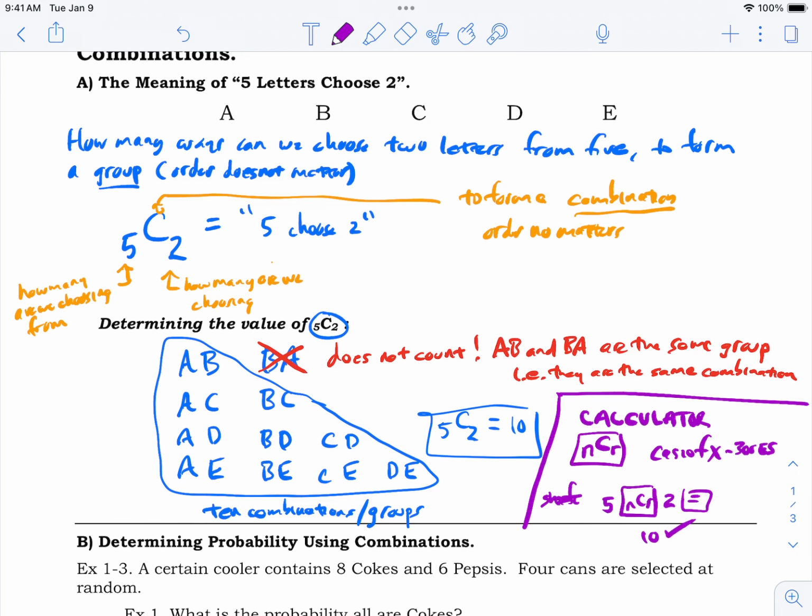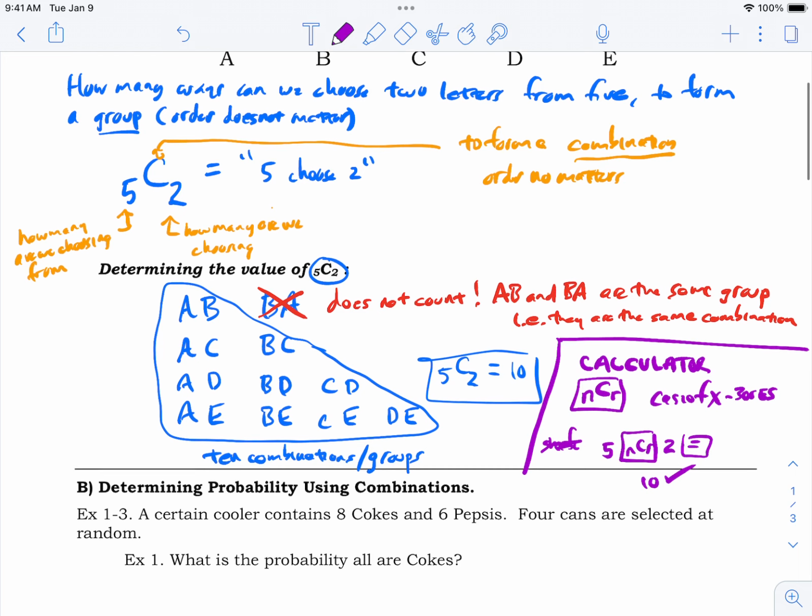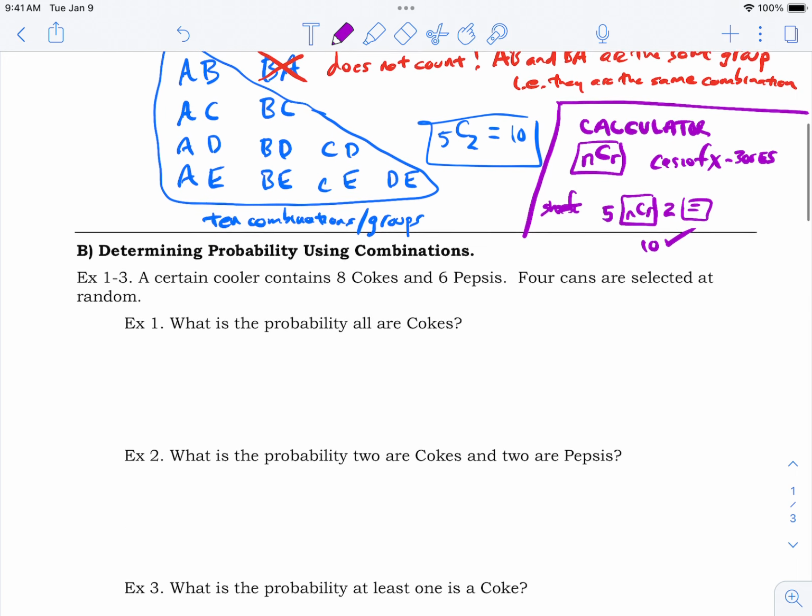So you can use the nCr button to figure out pretty much anything, anything that's legal anyway. 5 choose 2, 5 choose 3, 5 choose 4, however many you want to choose. 10 choose 3, you know, whatever. So that's the good news. It's on a calculator. So now we know what a combination is. We know how to calculate it. Cool. Let's get to the examples then.